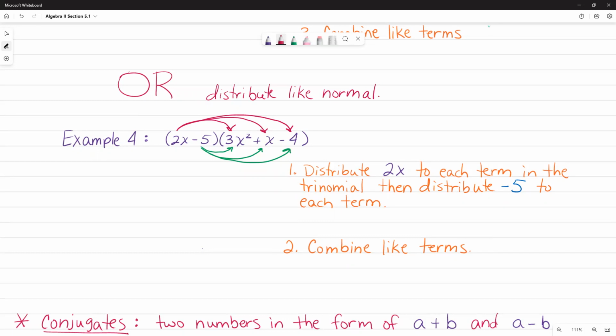So 2x times 3x squared. This is going to get long. Let's see here. All right, so your first one is the 2x times 3x squared, plus 2x times your second term inside the trinomial, which is x, plus 2x times -4. And now you do everything with the -5 as well, which I'm glad theirs fit. Mine's not going to fit.